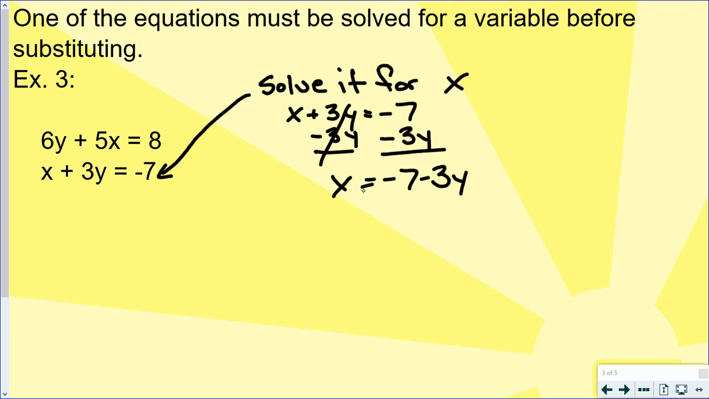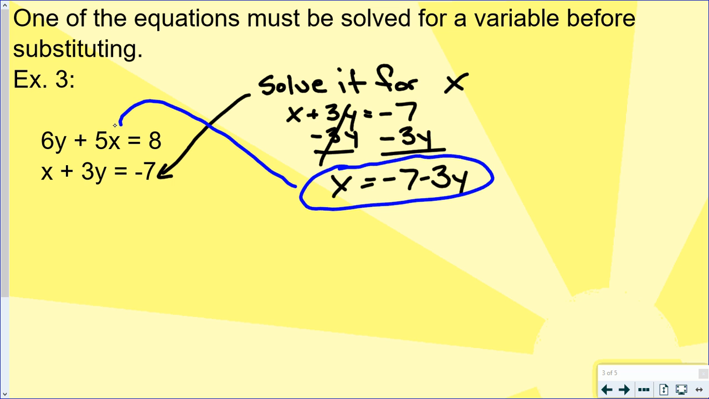So now I want to take this and plug it in to the other equation. Don't plug it into this equation, because this and this are the exact same thing. So take this and plug it into the other equation that I haven't used yet. I'm going to replace x with -7 minus 3y.